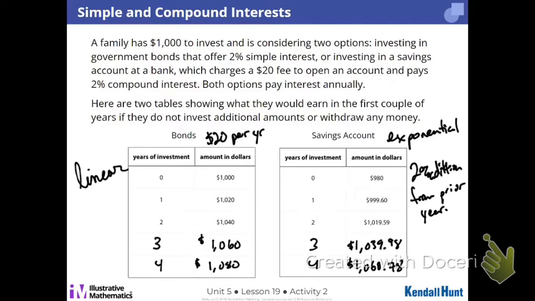So question 3 asks for the function, correct? So who can help me out with the function for the bonds? All right, Brendan. 1,000 plus 20 times x. Yeah, 1,000 plus 20x. It starts with 1,000. It's getting 20 per year.